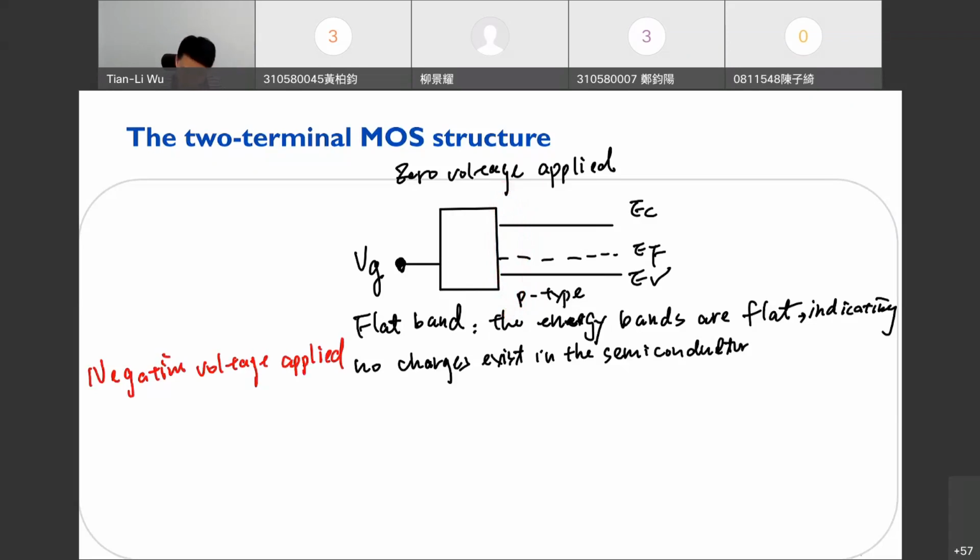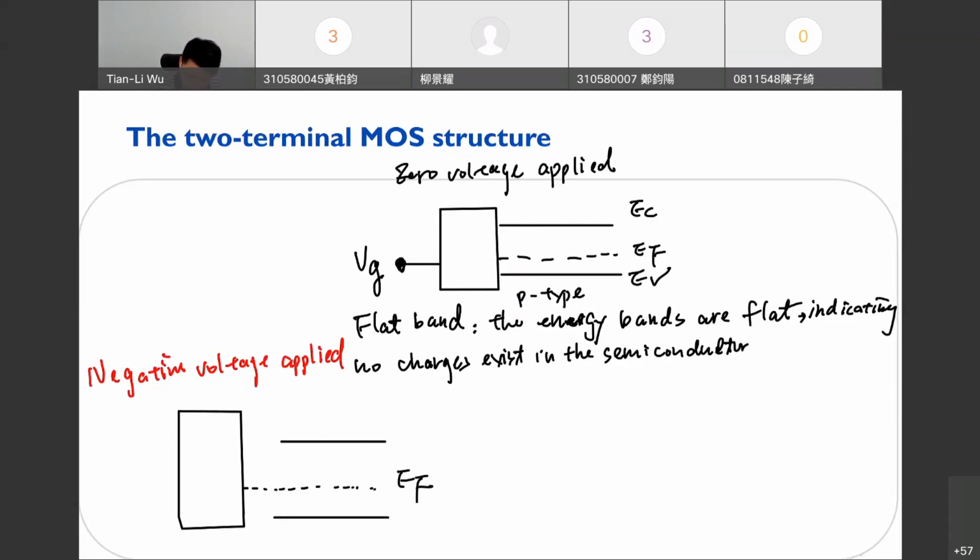So if we apply negative voltage again, this is still the same for our Fermi energy here. So that's our EF, and then this is our EC and EV here. So that's when we apply the negative voltage. We will apply negative voltage here.